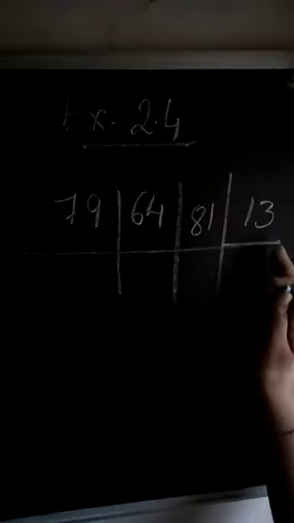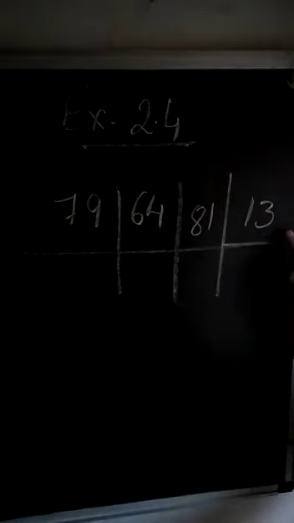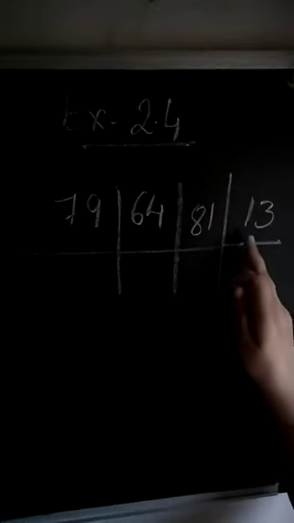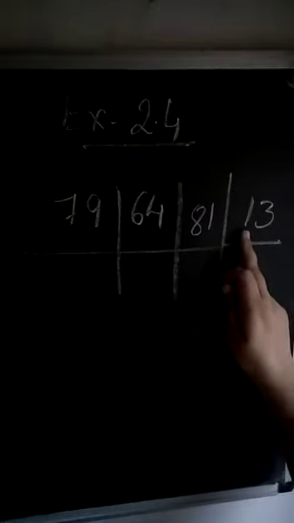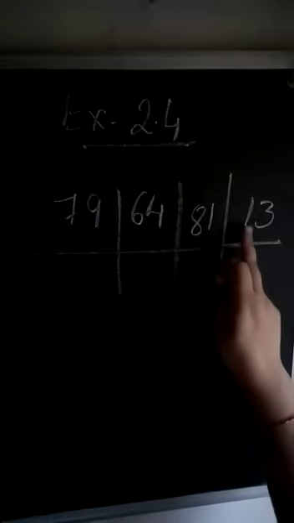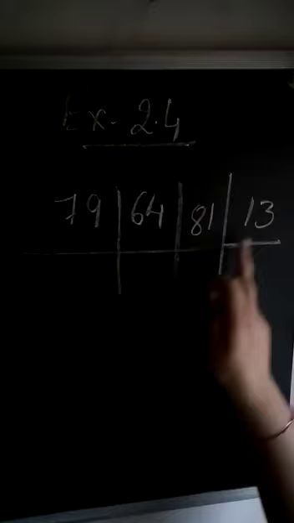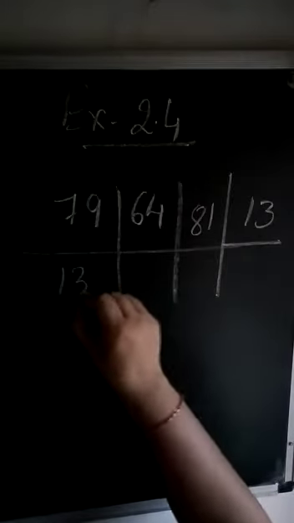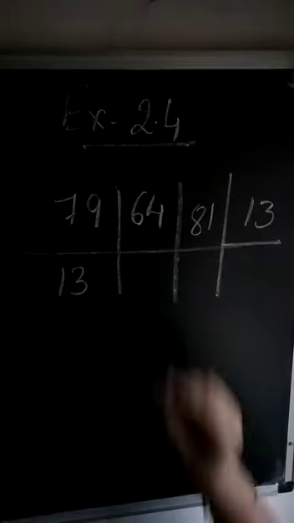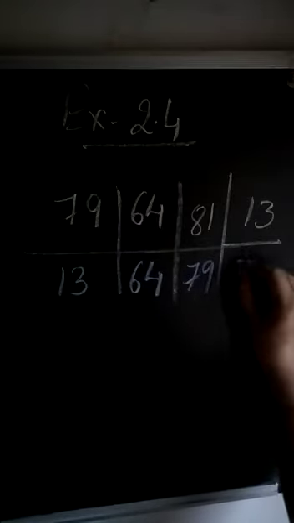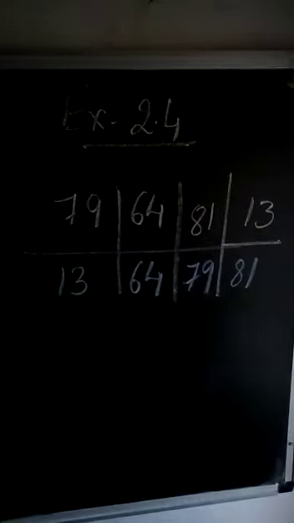Clear? No need to see the ones place digit at first, because it is a 2-digit number, so we will see the tens place digit first. The digits are 1, 8, 6 and 7. Which one is the smallest number? That is 1. So I will write here 13. Afterward 64, afterward 79 and 81. In this way we will solve the whole sum.